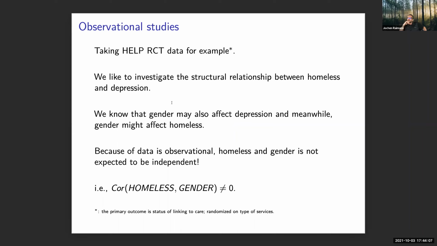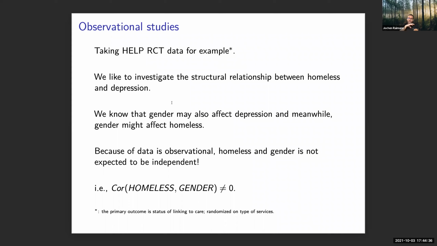If we are looking back at the HELP RCT, we can investigate the structural relationship between homelessness and depression. We know that gender may also affect depression, and meanwhile gender might affect homelessness. Because the data is observational, homelessness and gender are not expected to be independent. That means that the correlation between homelessness and gender is unequal to 0. The primary outcome is the status of linking to care.